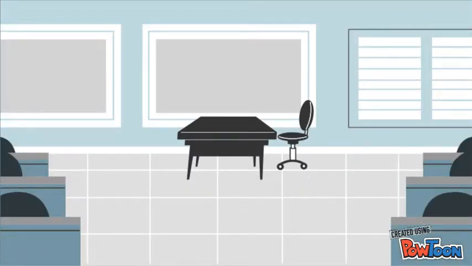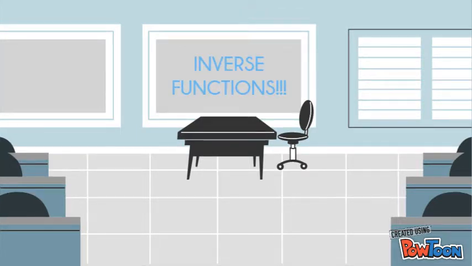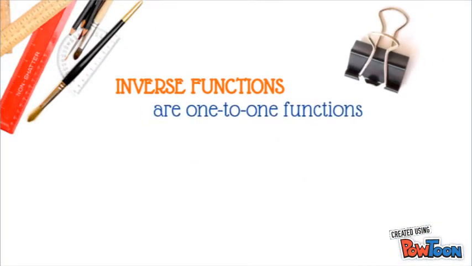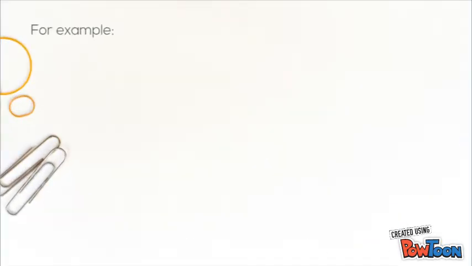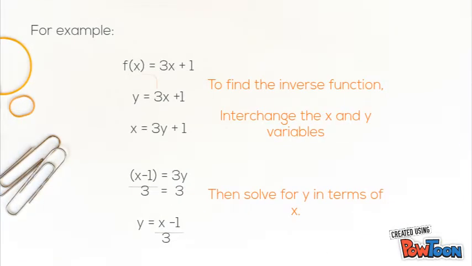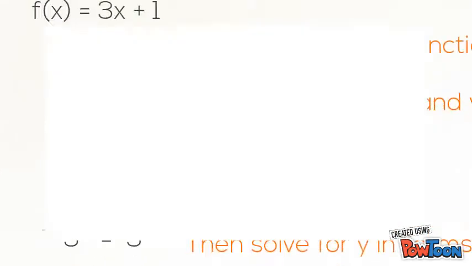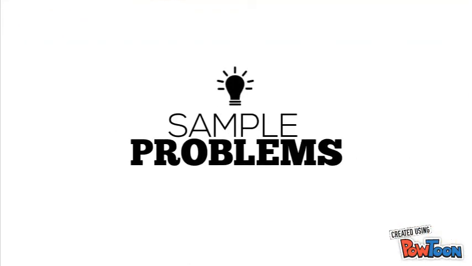Now that we're familiar with one-to-one functions, it's time to know all about inverse functions. Inverse functions are one-to-one functions whose x and y values were interchanged, resulting into a new function. For example, to find the inverse function, interchange the x and y variables, then solve for y in terms of x. Let's have some sample problems.